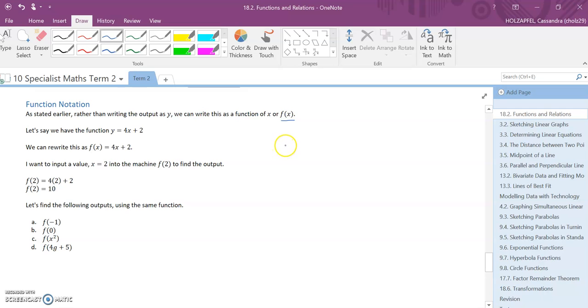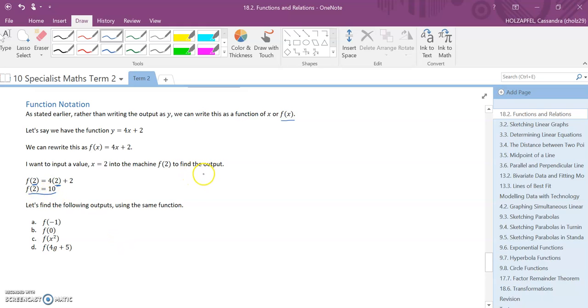So f of x is now our machine, right? So we want to input a value into that machine. So we want to input the value x is equal to 2. Again, most important thing, whatever you are substituting, make sure you put it in the brackets. So I have substituted in 2 here. Whatever I'm putting in the brackets here is exactly the same thing I've got to put in the brackets here. And then we're going to get our value of our function. So the value of the function when x is equal to 2 is 10.